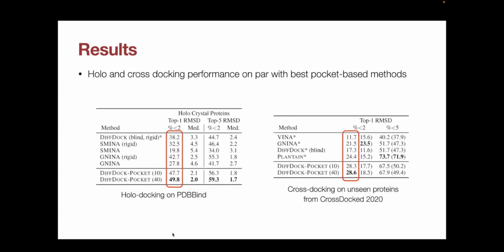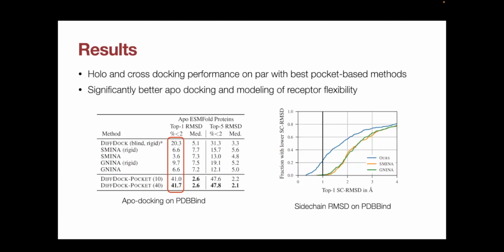And again, you can see here the holo docking performance on PDBBind when conditioned on a specific pocket. When we are dealing with holo structures or often with cross-docking structures, we are at least as good or better than some of these traditional methods that were designed for this task. But again, we have significantly better performance when docking to apo structures. And we can also see that when it comes to predicting the correct rearrangement of the side chains, we do significantly better than some of the traditional methods.